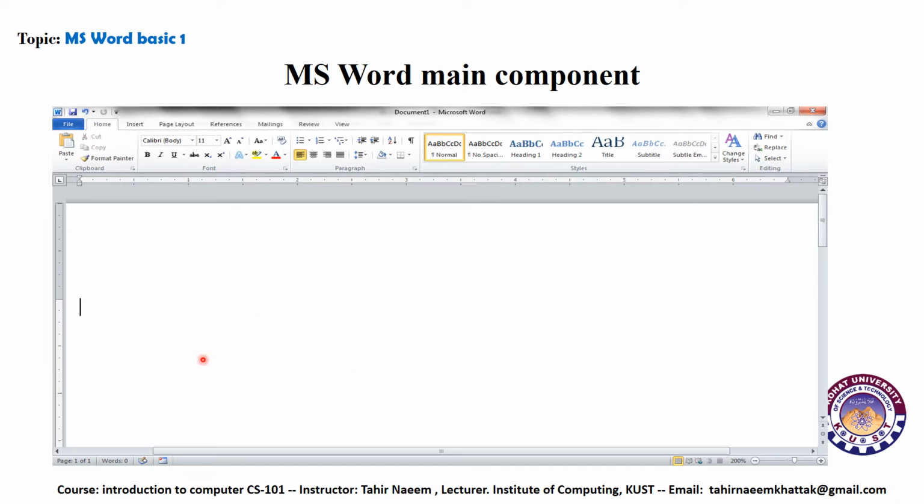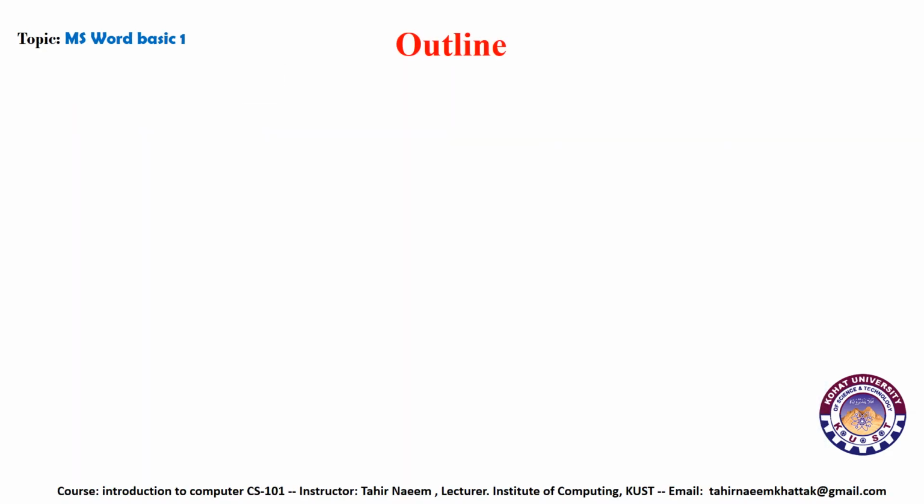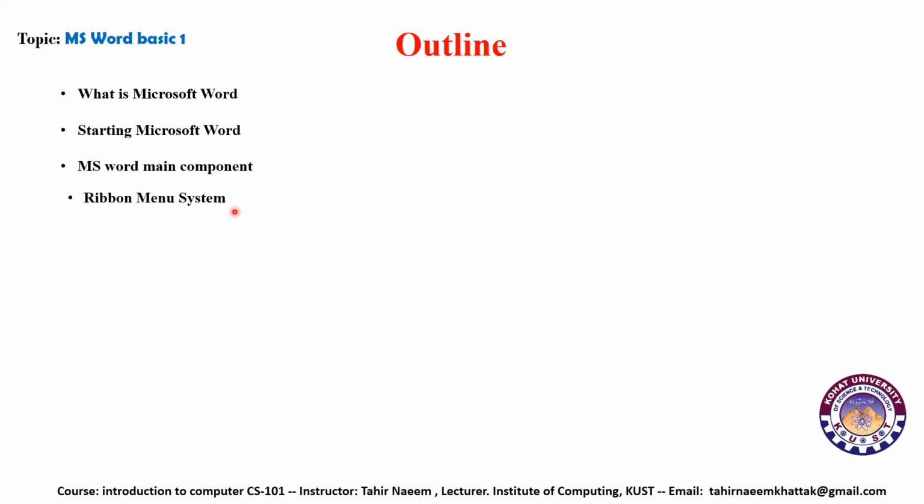So this is the main layout of Word. And this is the cursor. The cursor shows where our writing will appear whenever we type in our document. So this is the main working area of our document. Whenever we type, edit or anything we do, it will apply here. So after this we will discuss the ribbon menu system.